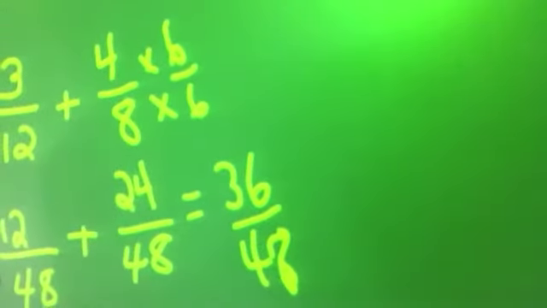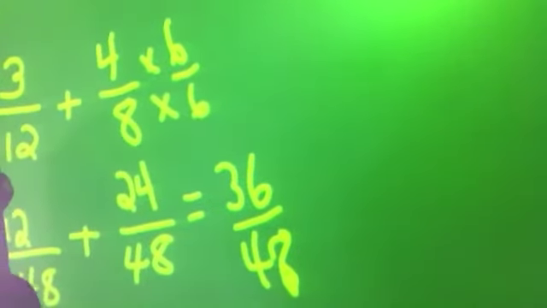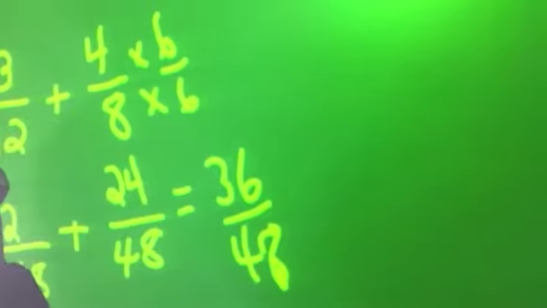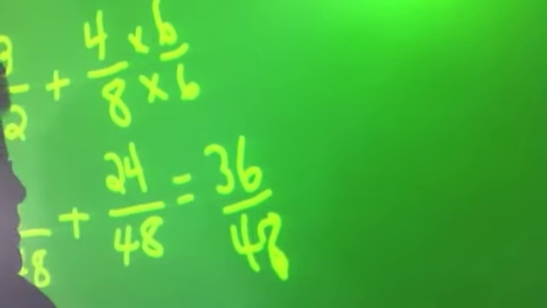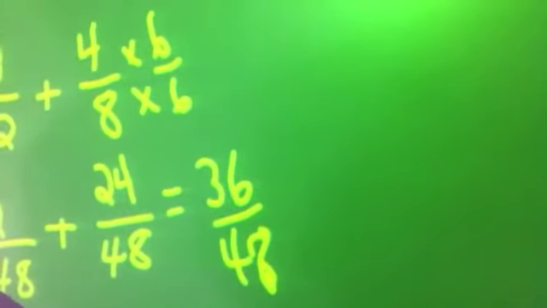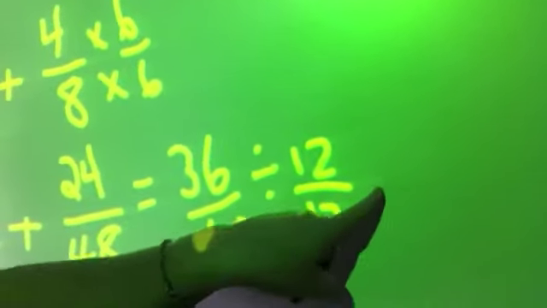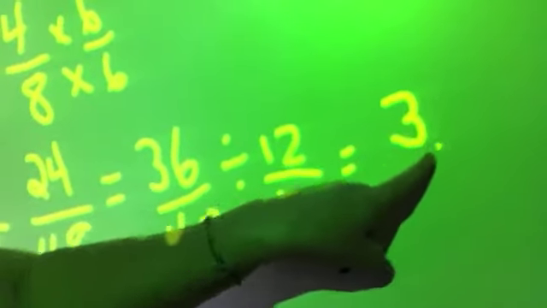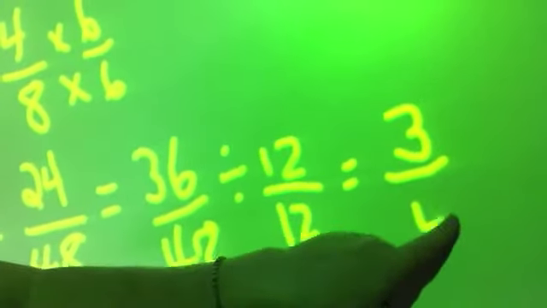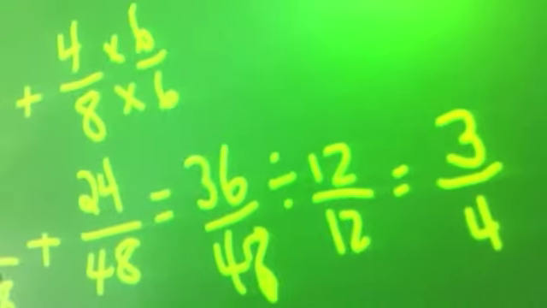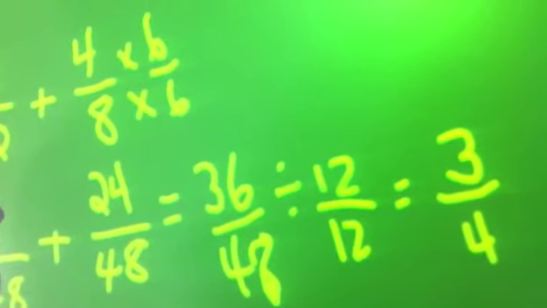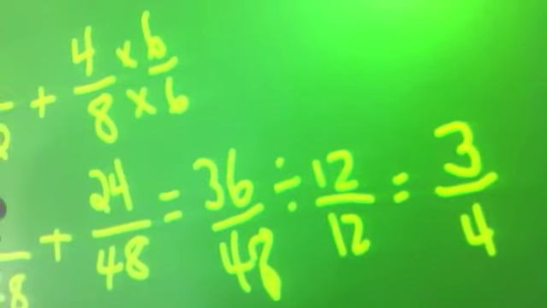Now, 36 over 48 is not in simplest form, so I need to think about my times tables. I know they're both even numbers, so they'd be divisible by 2, but I also know that 12 goes into both, so I'm going to divide each by 12 over 12. 36 divided by 12 is 3, and 48 divided by 12 is 4. So my answer to this problem is 36 over 48, which equals 3/4.